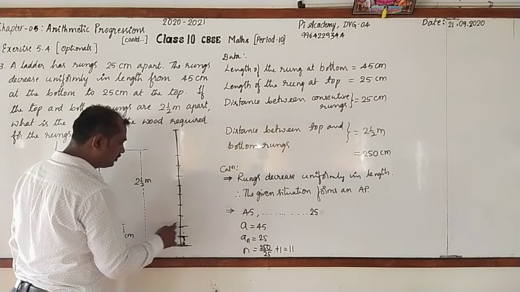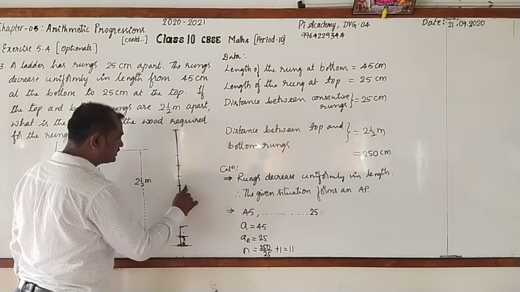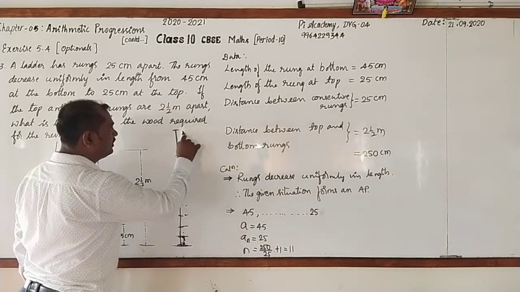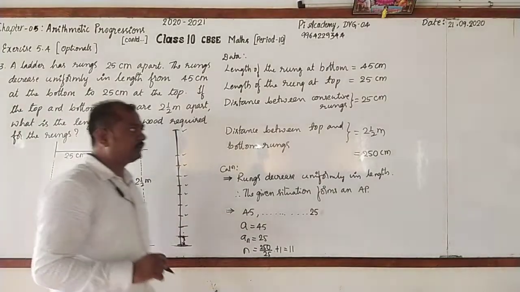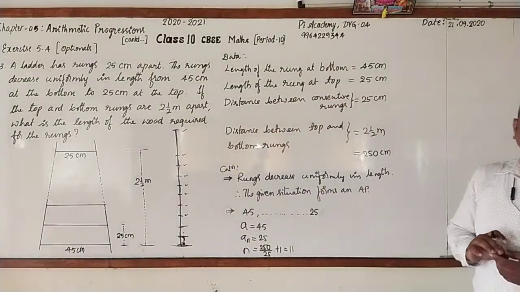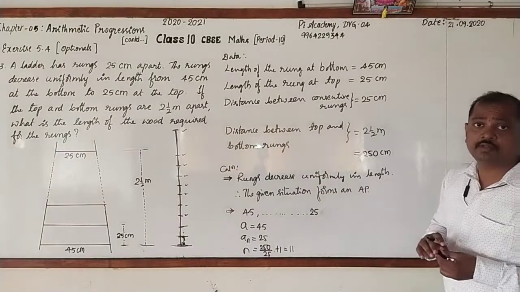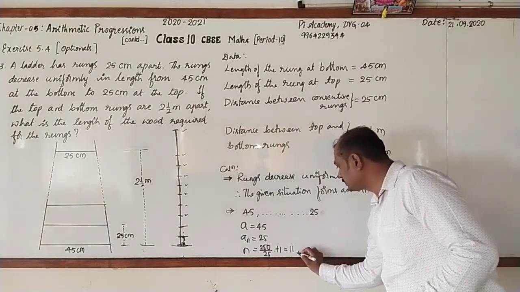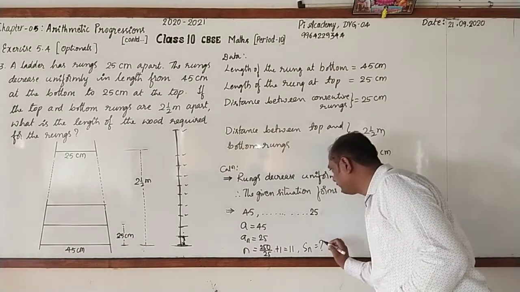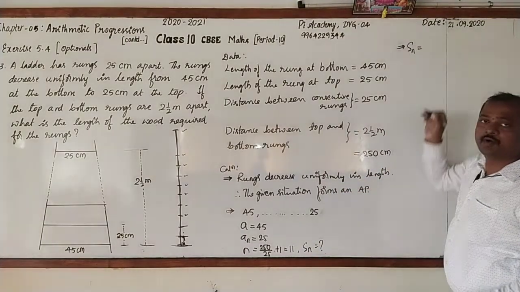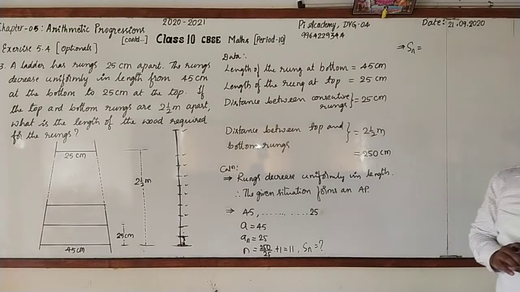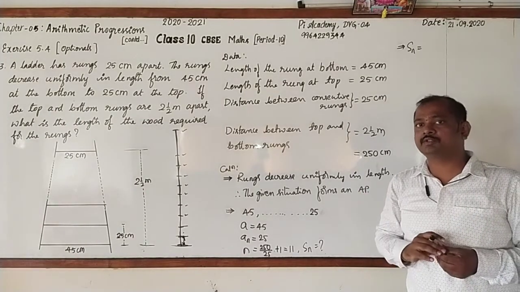Now count how many rungs are there. 1, 2, 3, 4, 5, 6, 7, 8, 9, 10, 11. So we have written 11. Clear? But we are going to find out the total length of the wood required to make the rungs. That means we should find out Sn. Here I'll write the Sn formula. What is the Sn formula? It is equal to n by 2 into 2a plus (n minus 1) into d.